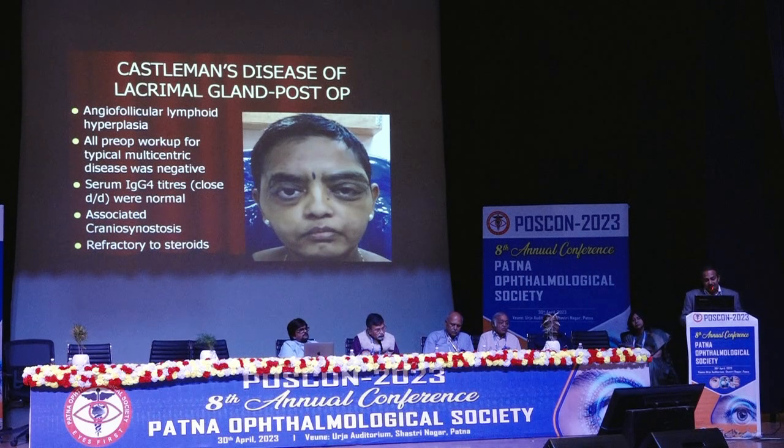It was an isolated Castleman's disease of the lacrimal gland, which is nothing but an angiofollicular lymphoid hyperplasia. All the pre-op workup for typical multicentric disease was negative because it was one of the subset of lymphoproliferative disorders. And in this case, because of possible coexisting IgG4 hypergammaglobulinemia, we also did her serum IgG4 levels, and that were normal. And because she had an associated craniosynostosis, she required surgery for sight-threatening complications. And again, to mention, the lesion was basically refractory to anti-inflammatory medication, including steroids, which is why we chose surgery.